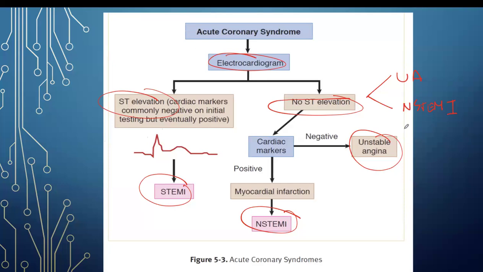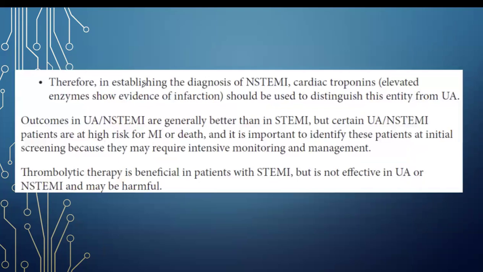Okay, the pathophysiology, everything is the same. The symptoms, everything is the same. The only way to differentiate between these two is to do a troponin or cardiac enzyme. So if the cardiac enzyme is normal, that's unstable angina. If the cardiac enzyme is elevated, that's non-ST elevated MI. So therefore, in establishing the diagnosis of non-ST elevated MI, cardiac troponin should be used to distinguish it from unstable angina. Okay?